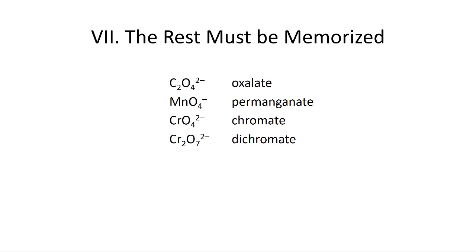So the di here does in fact mean 2. It means you have 2 chromium atoms. However, notice that that also changes the number of oxygen atoms from 4 to 7. So the dichromate ion has 2 chromiums and 7 oxygens, but it still has a 2- charge. There's a little bit of a pattern here, but it's still pretty much something you have to memorize.